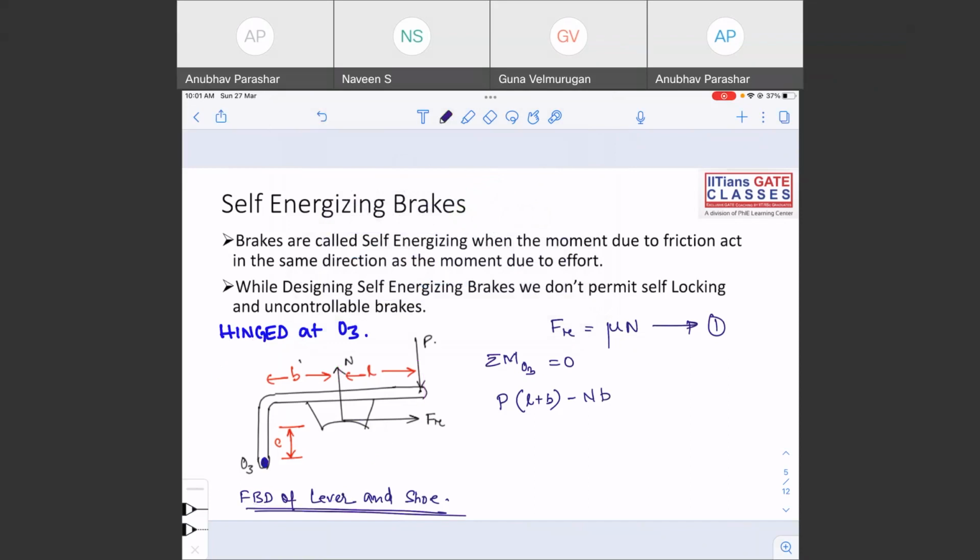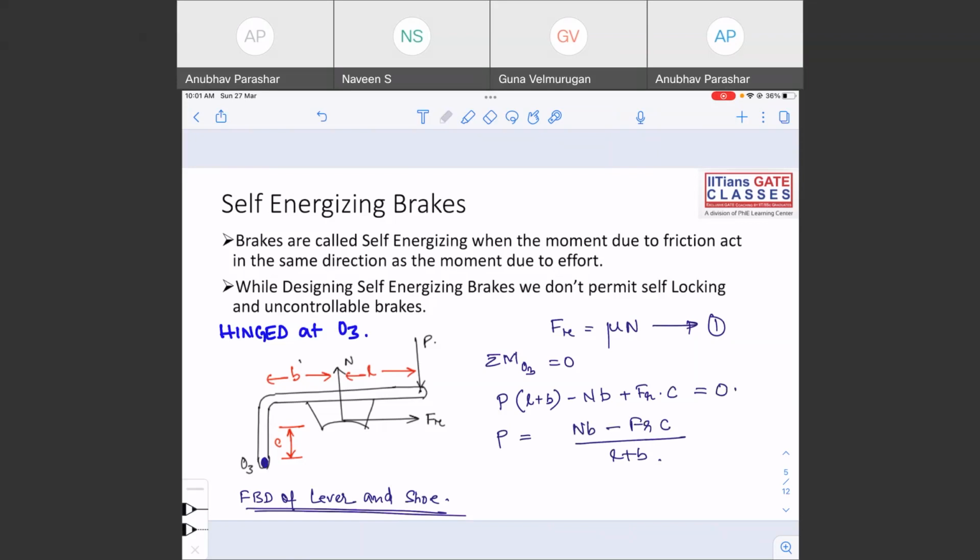So if clockwise means I'm going to use plus. There is no such rule that clockwise has to be positive and anti-clockwise has to be negative. I simply assumed here that clockwise is positive, and the sum of moments is equal to 0. So if you want to find out the effort, the effort will be N B minus F R C divided by L plus B. This is how you can find out the effort.